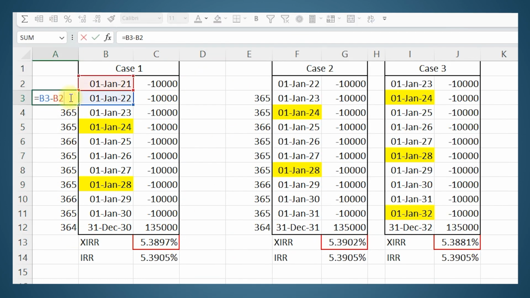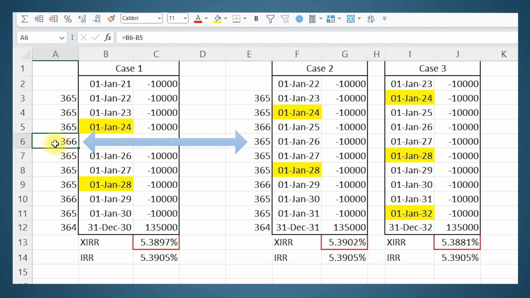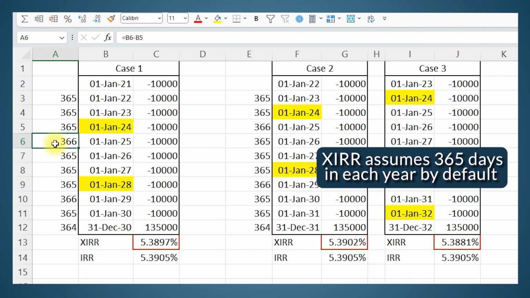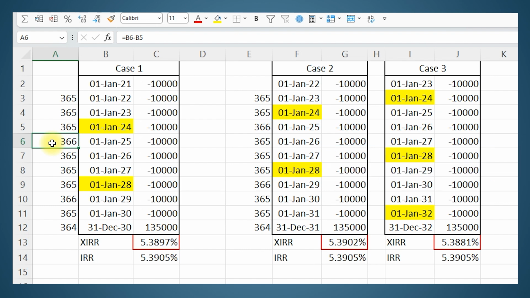Here I have calculated the number of days of gap between each payment. In this cash flow, the leap year comes early, and you will see that the 4th payment is happening after 366 days of the previous payment. Whereas in this cash flow, the leap year is a year late, and hence the 5th payment is happening after 366 days. In XIRR function, the default assumption is that each year is of 365 days. But here the payment is happening after 1 more day. So the calculated rate of growth for a year will come slightly lower for this year.